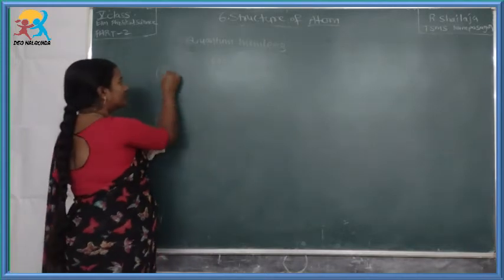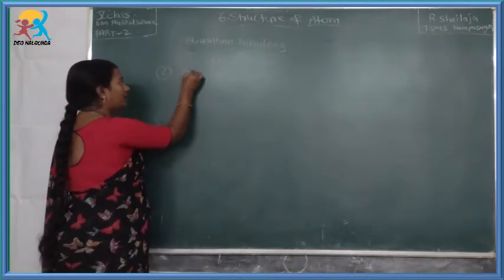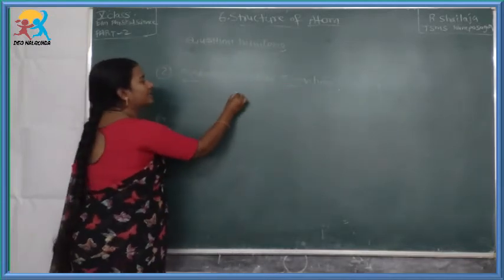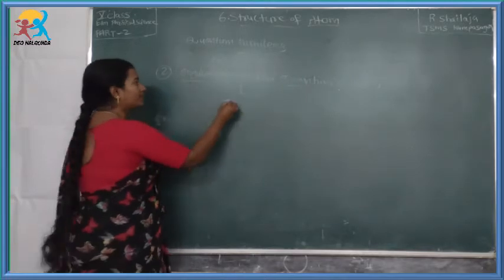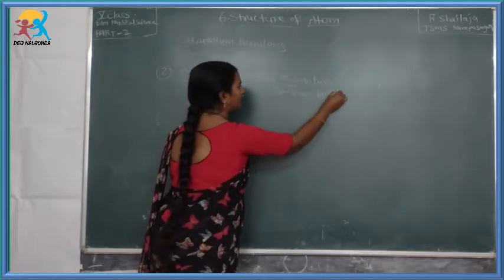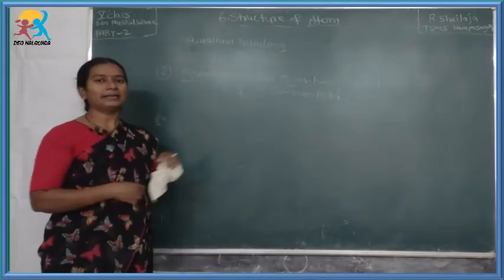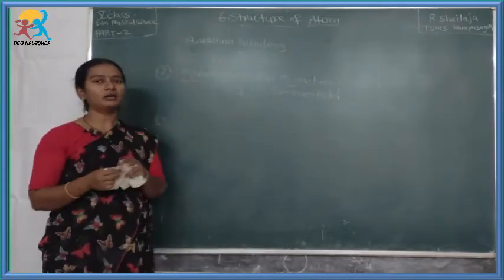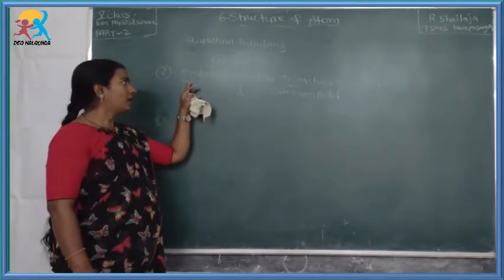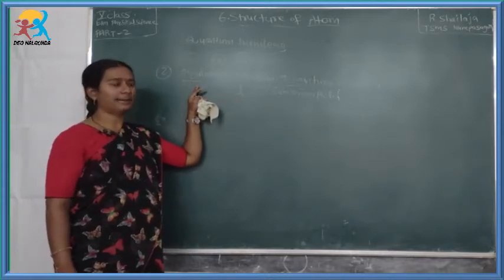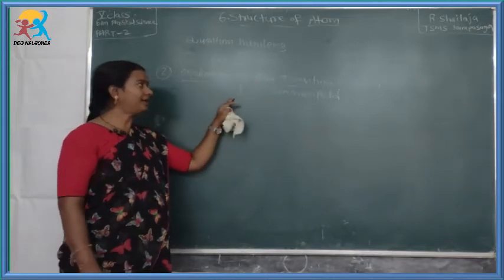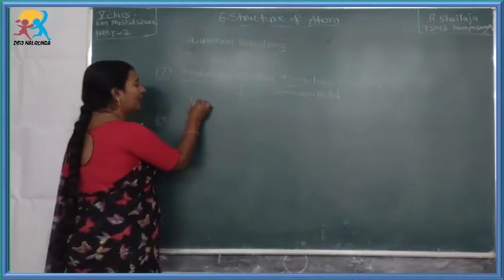And the second one is the angular momentum quantum number. It is represented with L. It is proposed by Sommerfeld. The second quantum number is the angular momentum quantum number, and we also say azimuthal quantum number. This azimuthal or angular momentum quantum number is proposed by Sommerfeld and it is denoted with the small l.